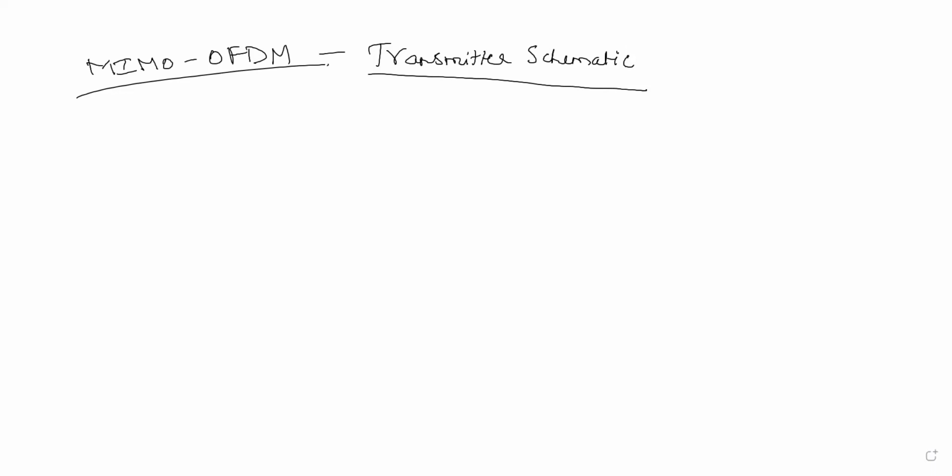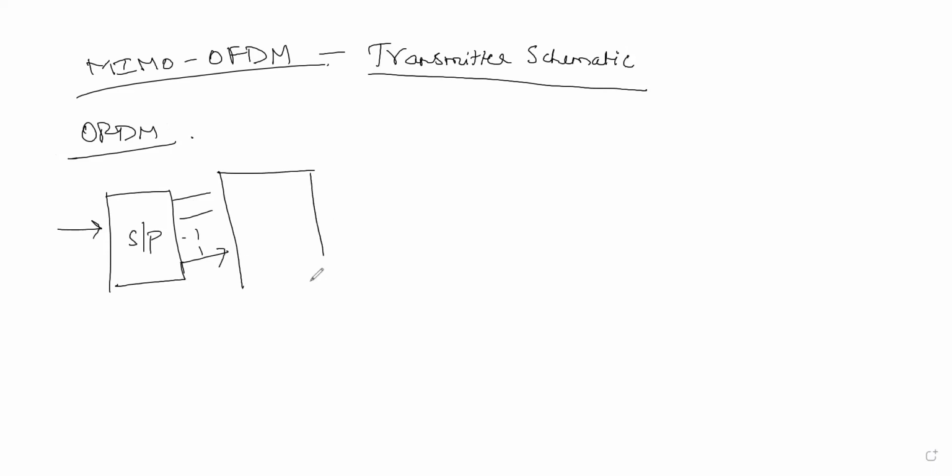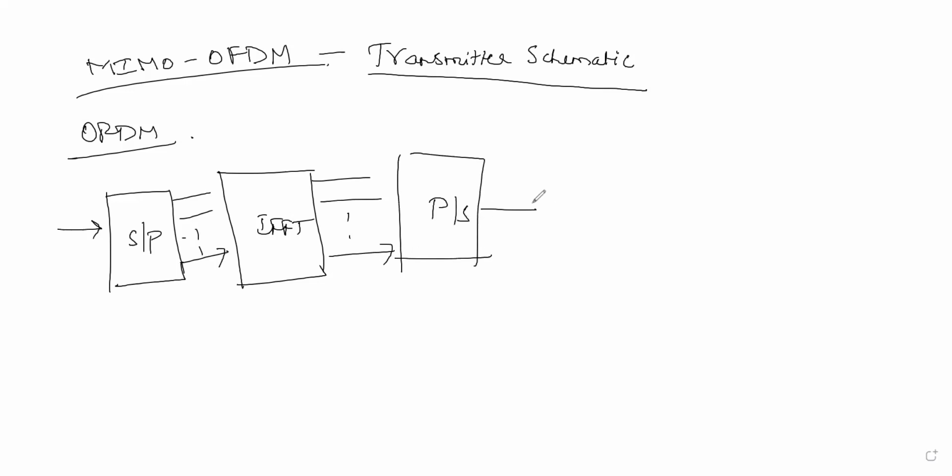If you remember the block diagram of OFDM, let me put it down. Whatever input symbols we get are converted from serial to parallel. Then we give them to an N-point inverse fast Fourier transform. Then these signals get converted from parallel to serial, we add the cyclic prefix, and that is transmitted.